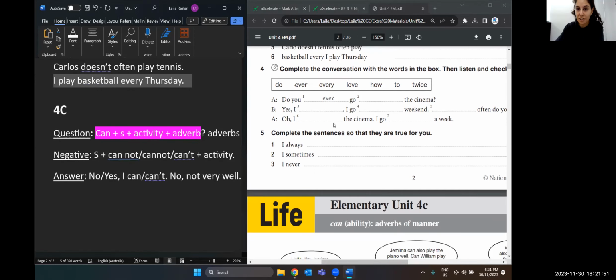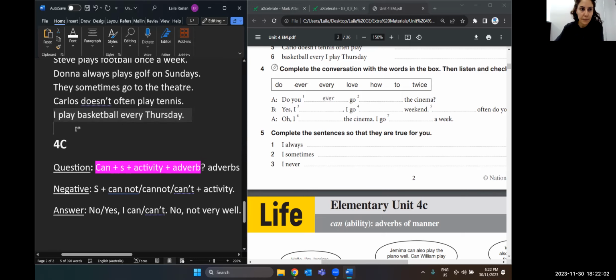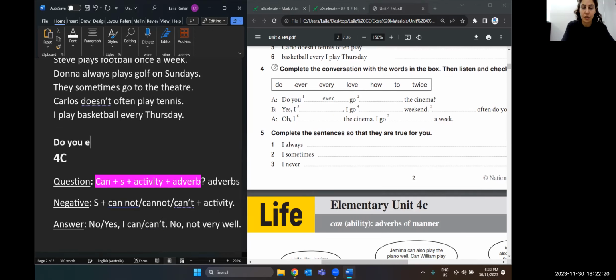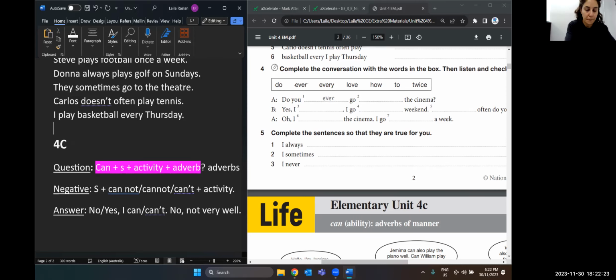Okay, then we have questions. To make a question, we've got the words do, ever, every, love, how, to, and twice. A says, do you ever go to the cinema? Yes, I do. So it's ever and then go. Do you ever go to the cinema? Yes, I do. I go every weekend.